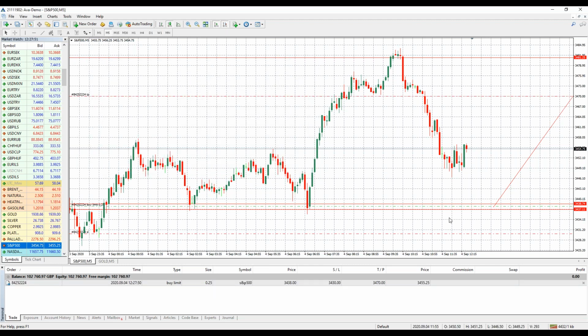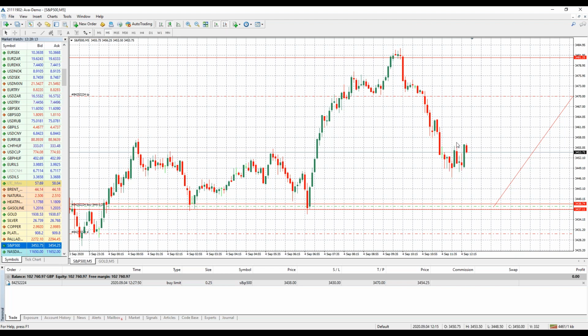So now I've got an entry point here. If it initially pushes down, even with good news, then you take a buy. It's just above this support. If it breaks the support and reaches here, you bail out on it. And if it bounces, you've got a much larger potential profit than what you're risking from down here.